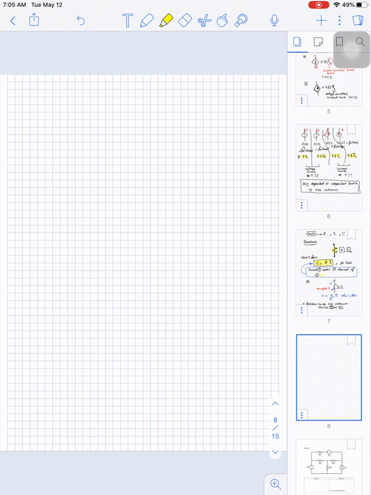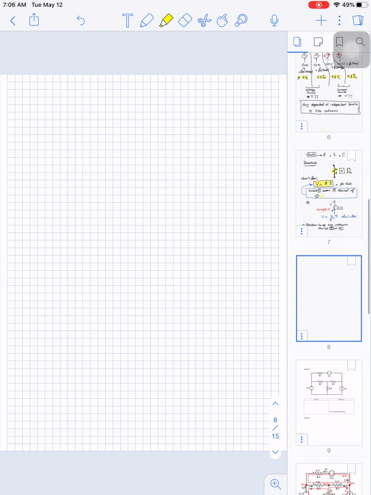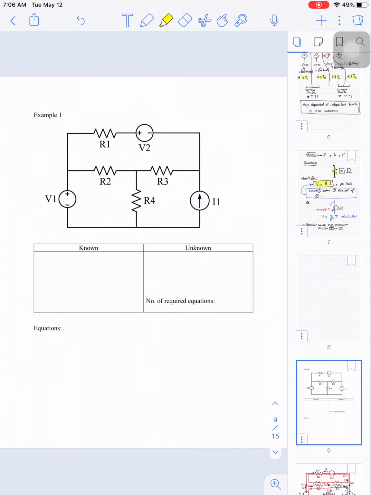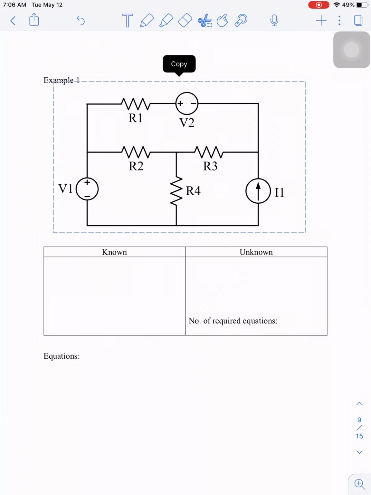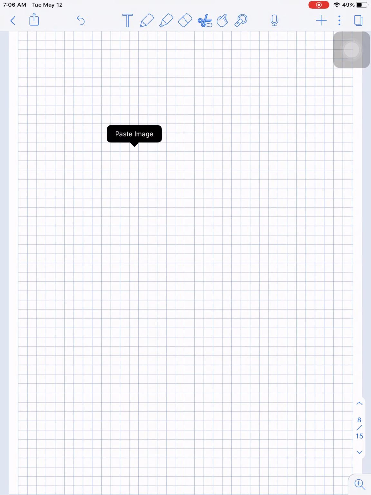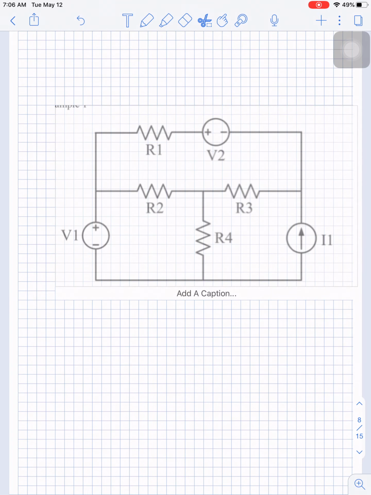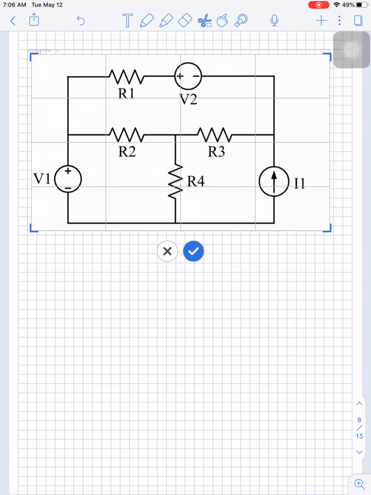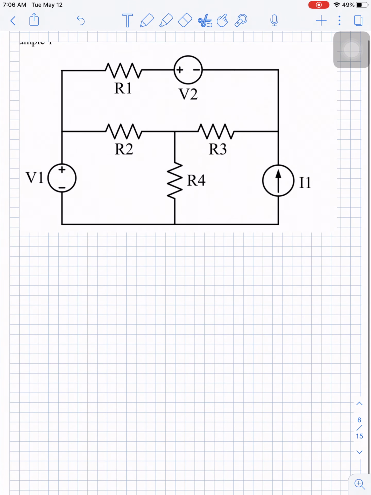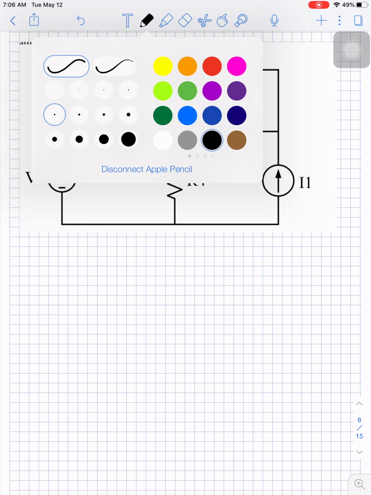So let's add a page here, and let's see this example. I will take a copy of this. Now, if you have the circuit, so this circuit is given to you. So how many elements do we have in the circuit?